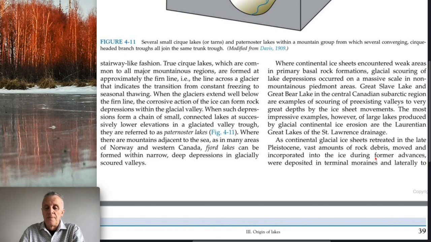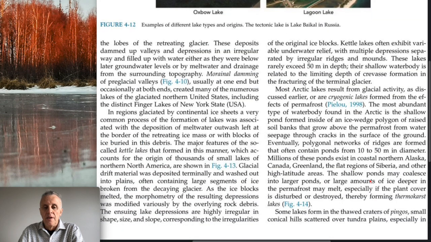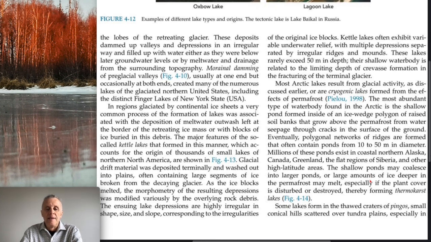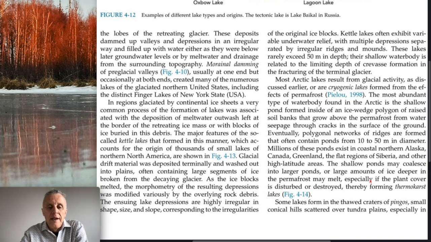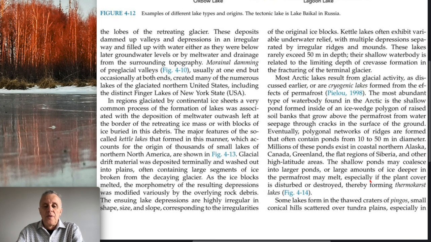the St. Lawrence drainage. As continental glacial ice sheets retreated in the late Pleistocene, vast amounts of rock debris moved and incorporated into the ice during former advances were deposited in terminal moraines and laterally to the lobes of the retreating glacier. These deposits dammed up valleys and depressions in an irregular way and filled up with water, either as they were below later groundwater levels or by meltwater and drainage from the surrounding topography. Morainal damming of pre-glacial valleys, usually at one end but occasionally at both ends, created many of the numerous lakes of the glaciated northern United States, including the distinct Finger Lakes of New York.